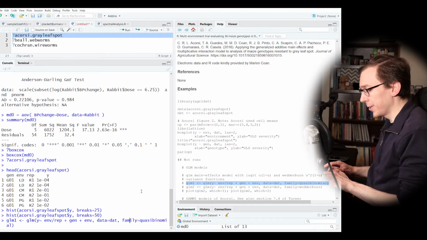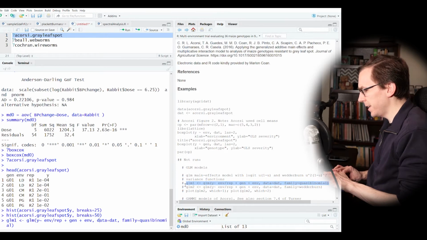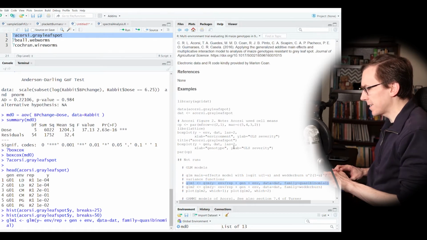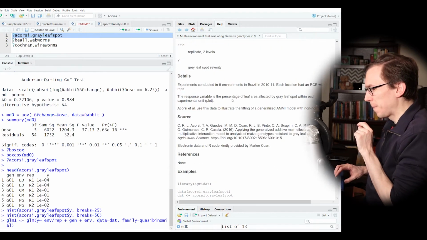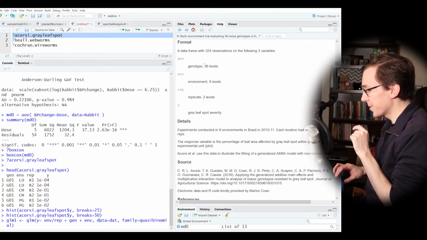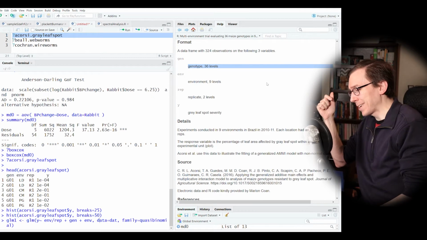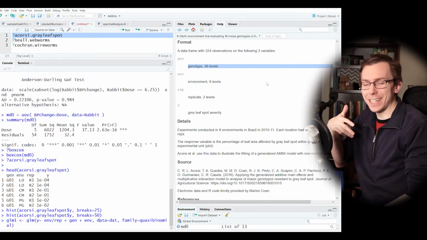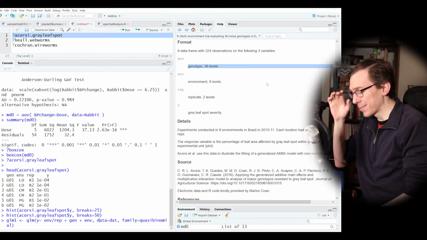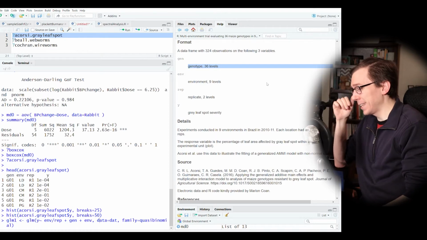Now, I'm just going to run the code that they provided us with, but we should also look at it to see what in the world they are trying to fit here, because we didn't actually talk about the factors involved. So we actually have a 36 level genotype factor. That's kind of high for what we've seen in this course so far, but it can happen. We have 36 different levels.